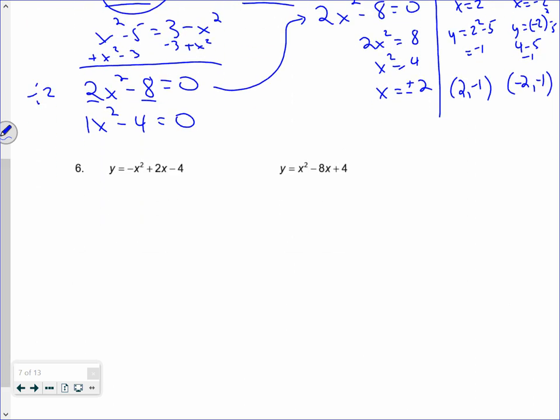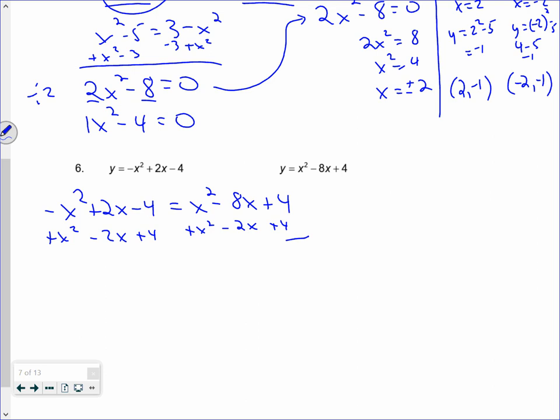All right, this one looks like it's going to be horrible because it's two parabolas again. -x squared plus 2x minus 4 equals x squared minus 8x plus 4. It's just got lots of terms. And again, we want to start this problem by getting everything over to one side, so that one side equals 0. I like my x squared to be positive. I'm going to add x squared, subtract 2x, and add 4. Add x squared, subtract 2x, and add 4. 0 on the left, 2x squared minus 10x plus 8.